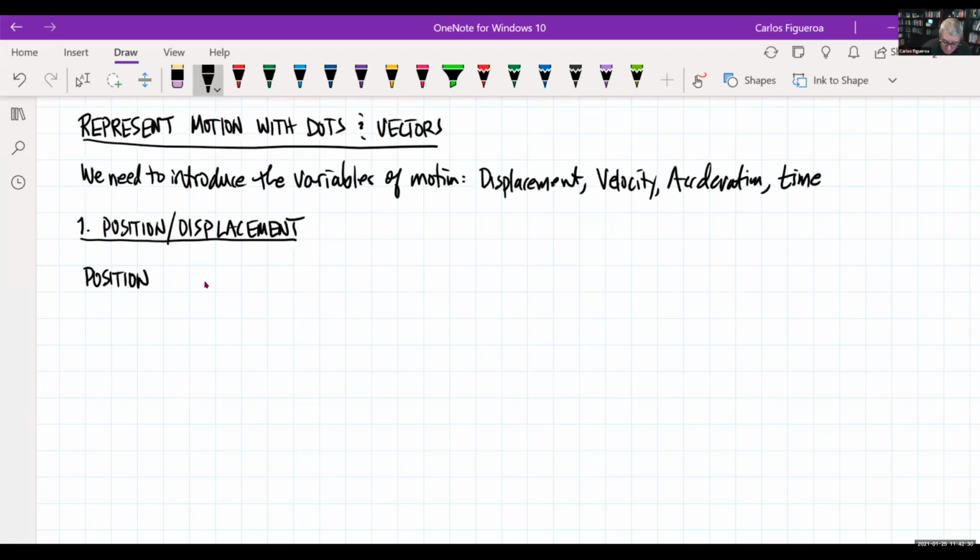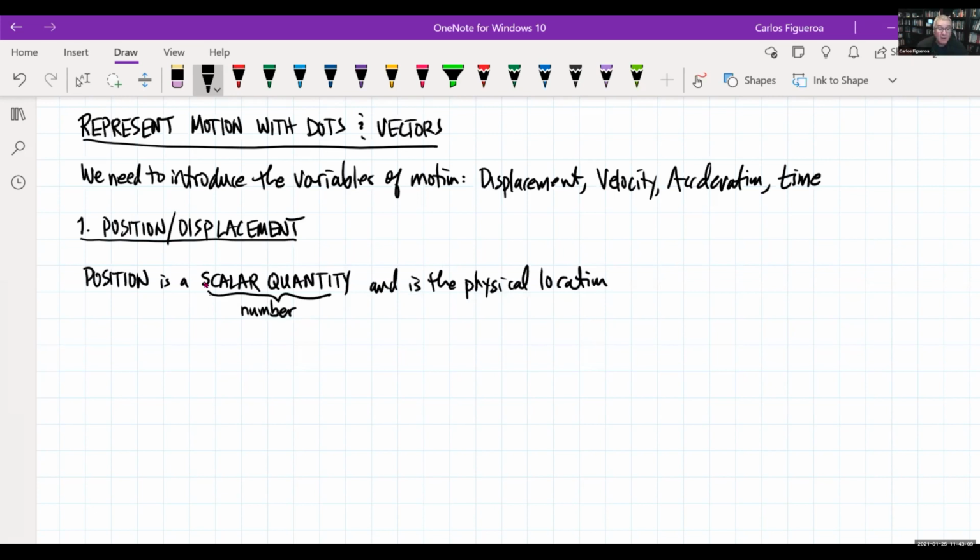Position is a scalar quantity. And when I say the word scalar, what I really mean here is it's just a number. Like 1 or 3.6, it's just a number. It doesn't give you anything else here. So position is a scalar quantity and is the physical location of an object.